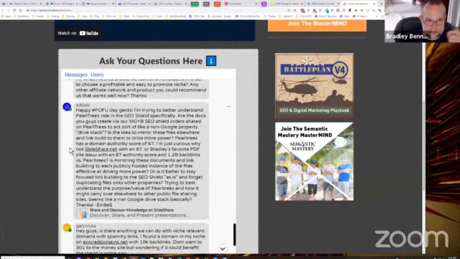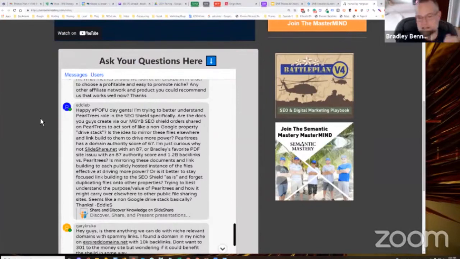So Eddie's up. This is a good question, Eddie. I read this earlier. He says, happy POFU Day, gents. I'm trying to get a better understanding of PearlTrees' role in the SEO Shield specifically. Are the docs you guys create via our MGYB SEO Shield orders shared on PearlTrees to act sort of like a non-Google property drive stack? Is the idea to mirror these files elsewhere and link build to them to drive more power?